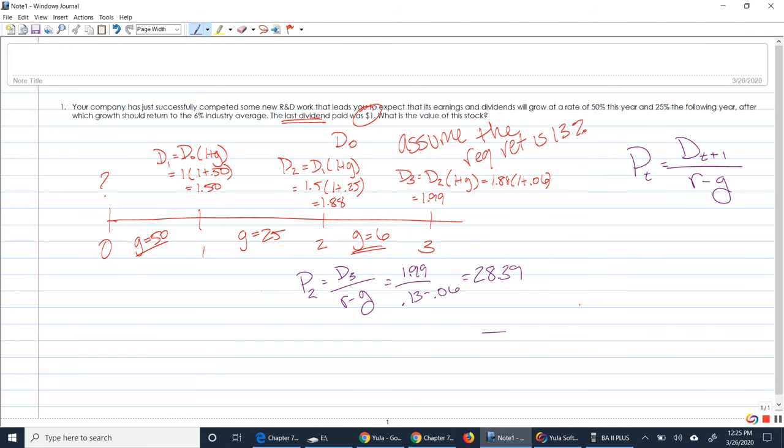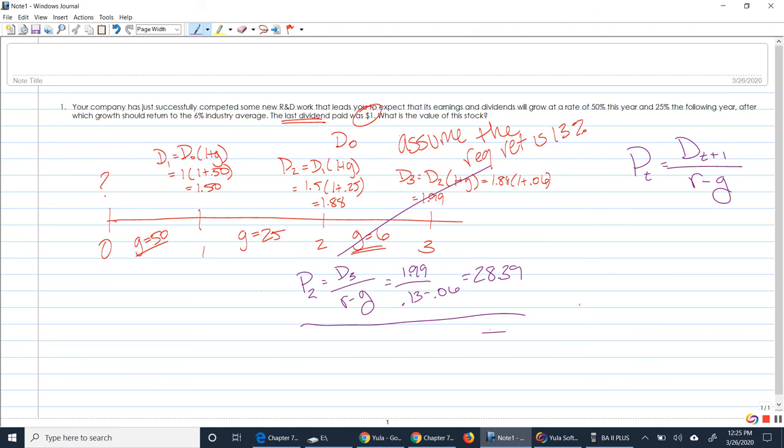Now yours may be pennies off if you have rounded anywhere in the middle. That shouldn't affect your answer that drastically. So just continue on. But once you've calculated using the Gordon model the price at time period 2, you can ignore everything after time period 2 because this is the present value of all future dividends. An alternative way to look at it, if you don't wrap your head around that explanation, is that once we use a dividend that we've calculated, we're never going to use it again. So using the Gordon model, we already used dividend 3, so that's gone. We don't have to look at it anymore.